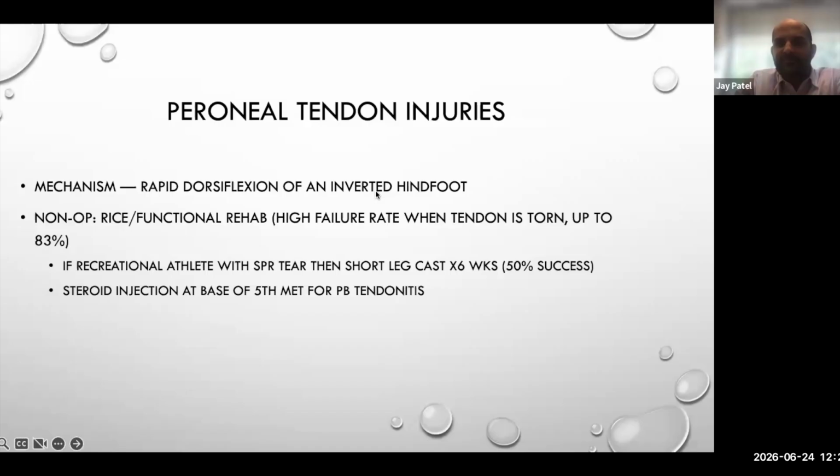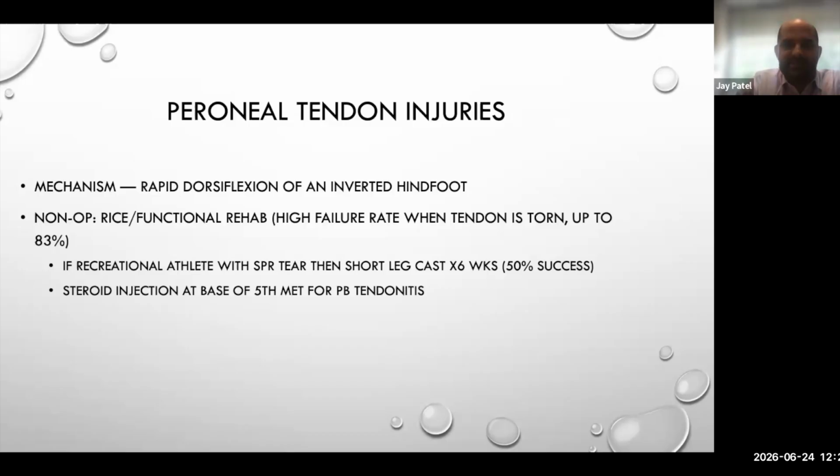Mechanism: when the foot is inverted, it results in rapid dorsiflexion. That's when peroneal tendons are more likely to get injured. As long as the tendon's not subluxating or dislocating, you can still potentially manage them non-op. I am a little bit aggressive in getting an MRI on these younger patients. Initially you can still trial non-op, functional rehab, all those options.